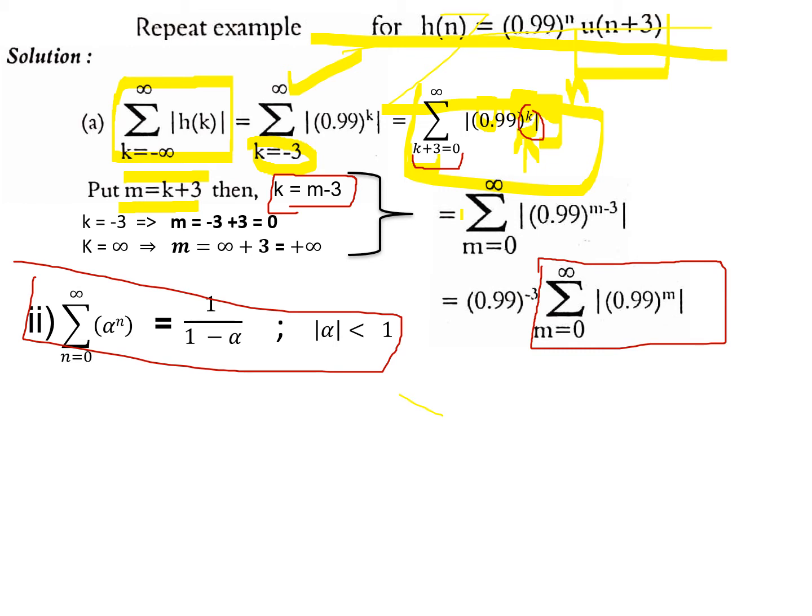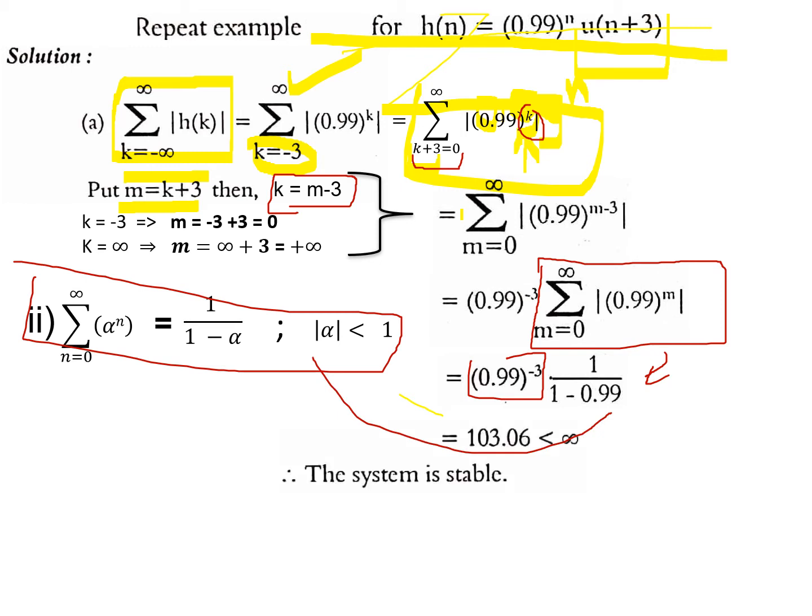See what happens therefore. This constant into this formula, I applied this formula here. So therefore 1 by 1 minus 0.99. Now this is a constant. See, this is the answer. If I simplify this, it will be 103.06, which is finite.